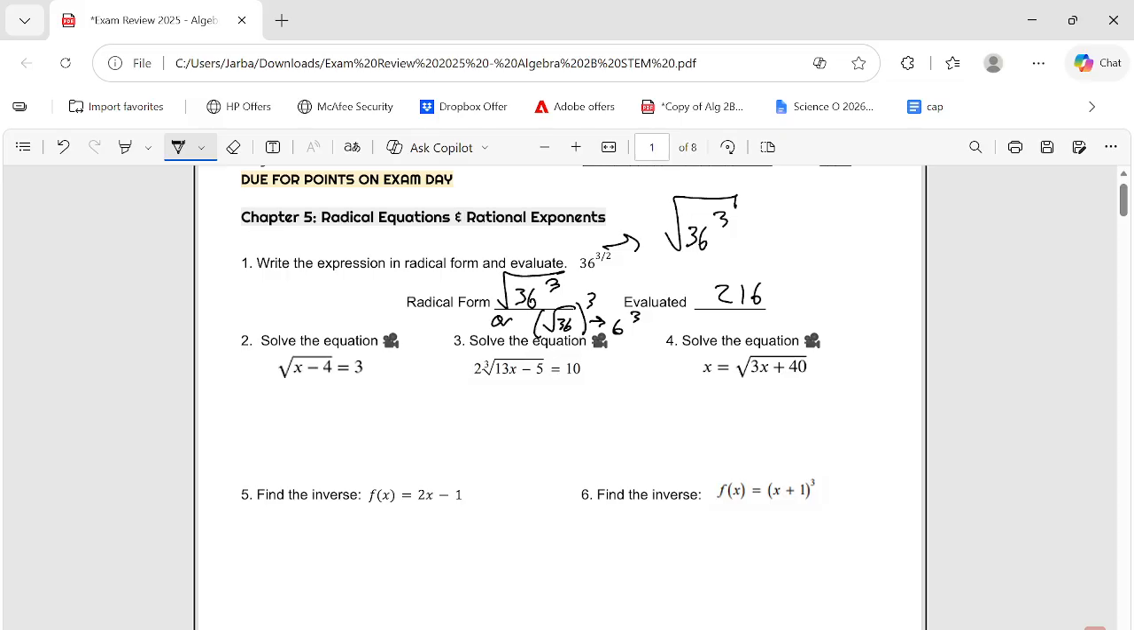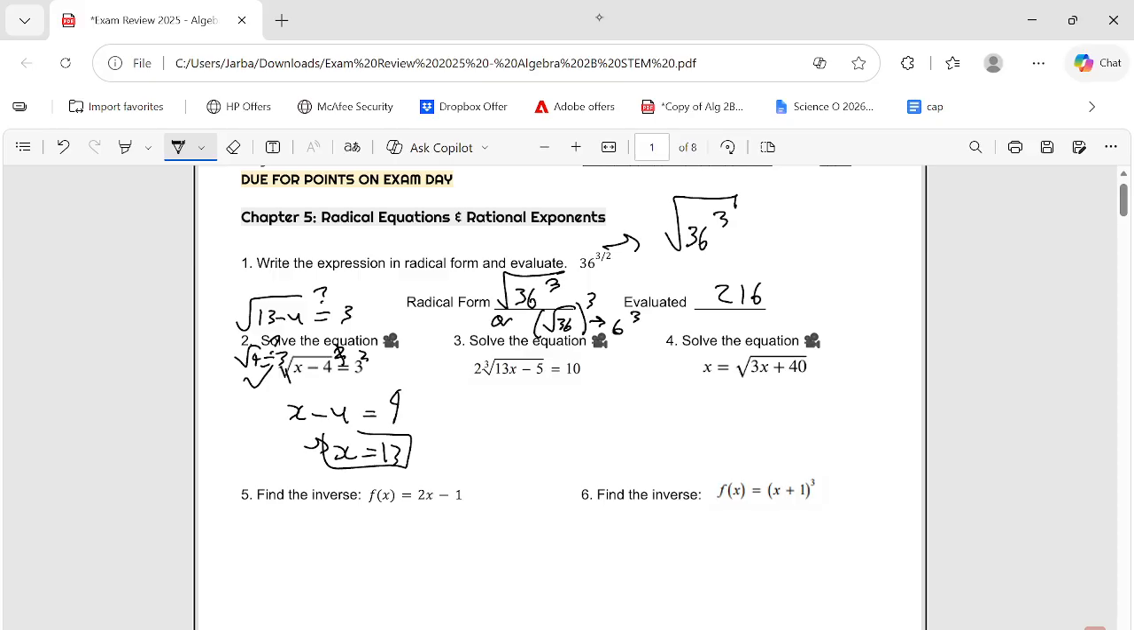For the first one, the big thing is you need to know how to undo these roots. To undo the root, you want to square both sides. So you get x minus 4 equals 3 squared, which is 9. So x is equal to 13. Now, let's plug that back in and check. Is the square root of 13 minus 4 equal to 3? This is the same thing as the square root of 9. Is that equal to 3? Yes, because the square root of 9 is 3, so both sides match.